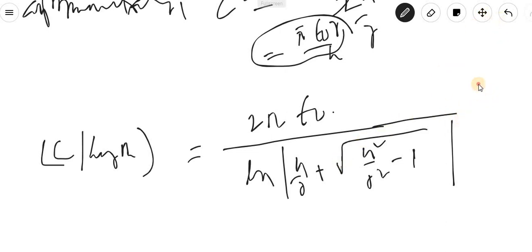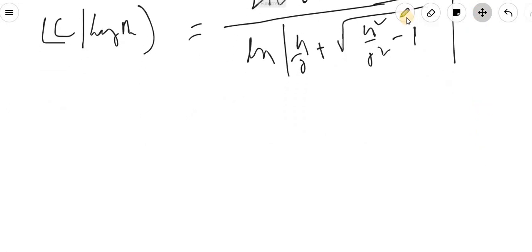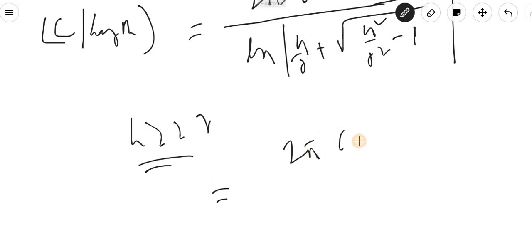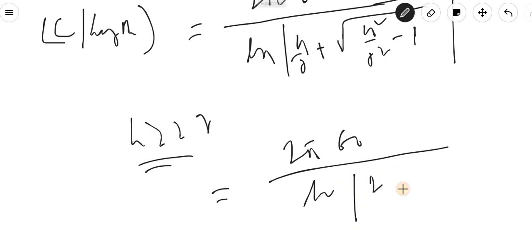If h is much greater than r, then the capacitance is 2 pi epsilon naught by ln of 2h by r.